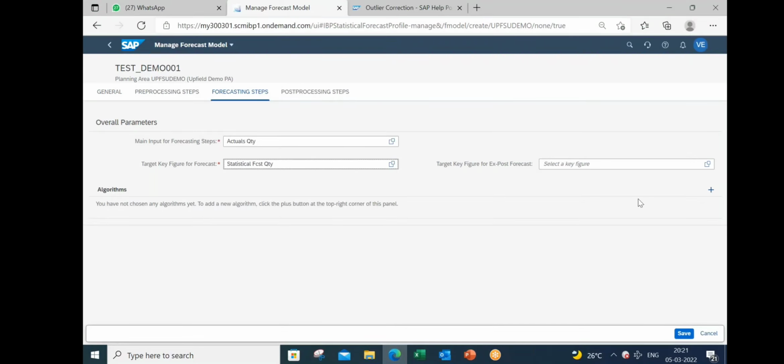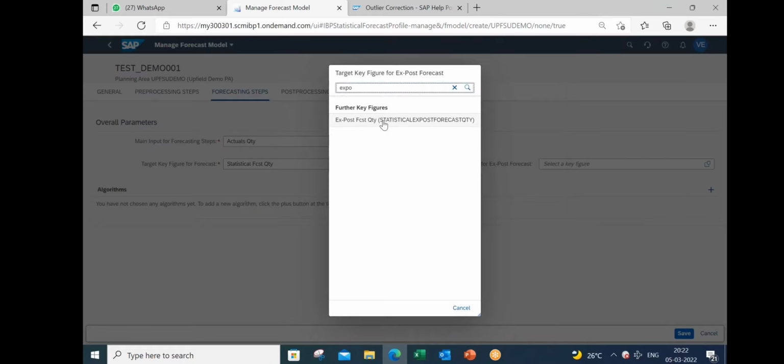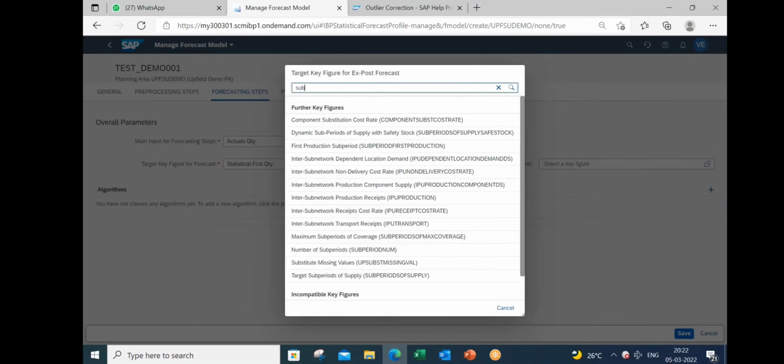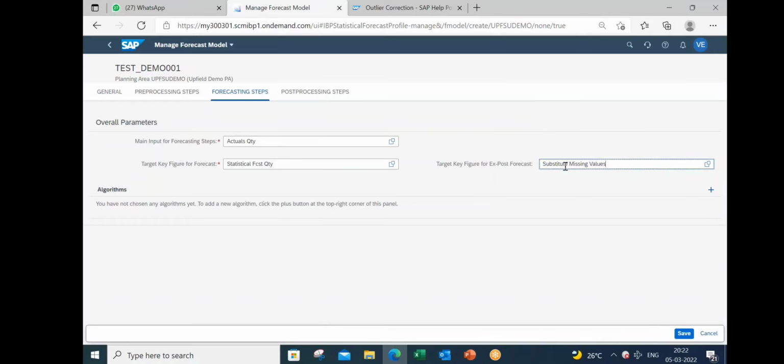If you want to save or see those results, you can create one new key figure in your planning area called exposed forecast, or SAP default also has given exposed forecast, I think. Since we copied the planning area from Unipa, right? You will have exposed forecast. You have it. Okay. You can just save this, then the system will show exposed forecast quantity also. I think you'll have substitute missing values also. Yes, it is also there. Because we copied from the Unipa planning area, you get all these standard key figures. So you give the actual quantity or statistical forecast quantity. I mean, you have to give these two key figures, and next you have to choose the algorithm.